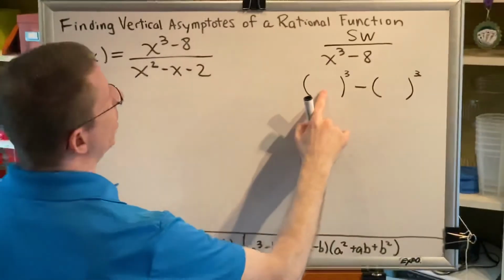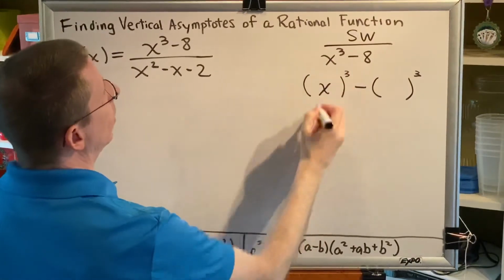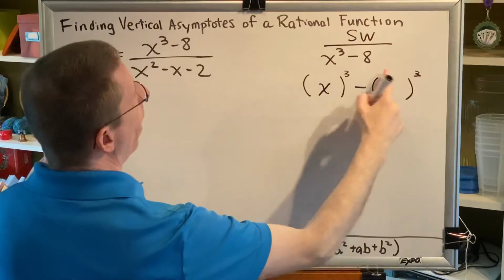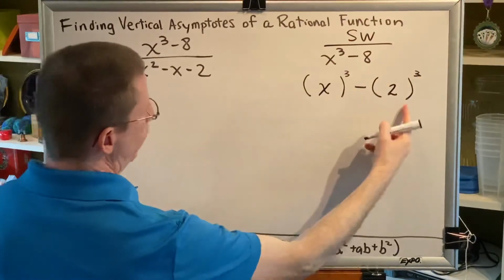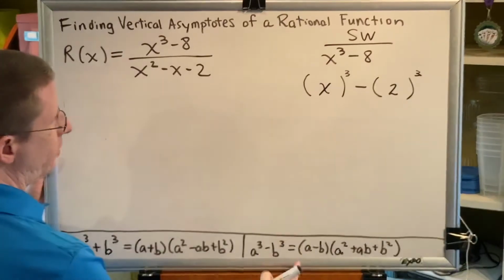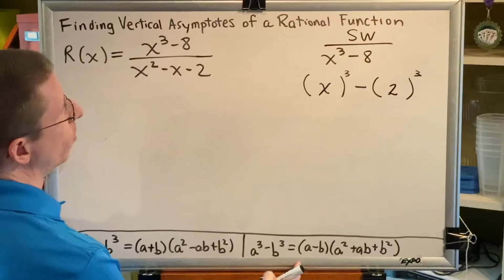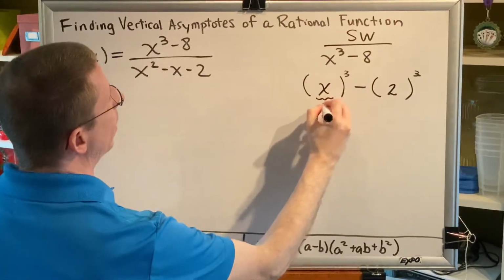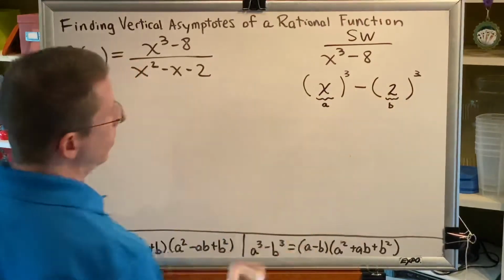Well, this first one's pretty easy. What raised to the third power gives us x cubed? X. What raised to the third power gives us 8? 2. So this is a difference of cubes, and we'll use our difference of cubes factoring formula. We just have to figure out what are the two things that are being cubed and call them a and b. So a is the x, and b is the 2.